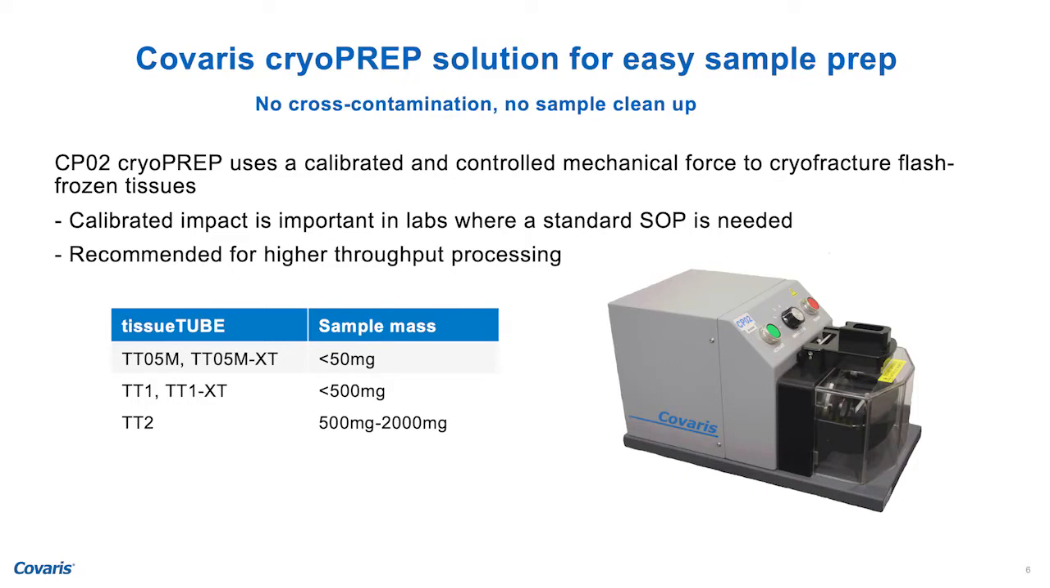cryoPREP is a calibrated benchtop instrument that provides consistent pulverization of frozen tissues in a fast, temperature-controlled process. With the press of a button, the cryoPREP pulverizes frozen samples. Covaris has established protocols for extraction of proteins and high molecular weight DNA from tissue sizes of 10 milligrams to 2 grams.